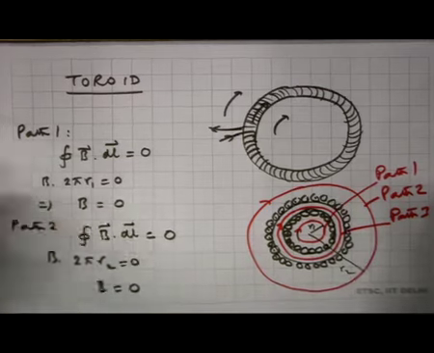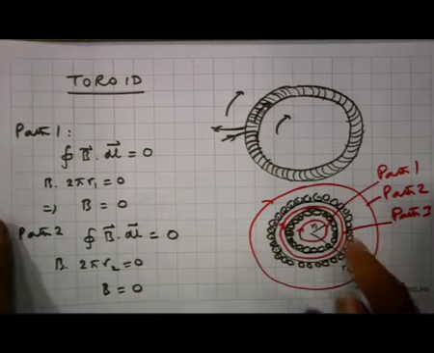I can integrate for path 3, which is inside the solenoid.